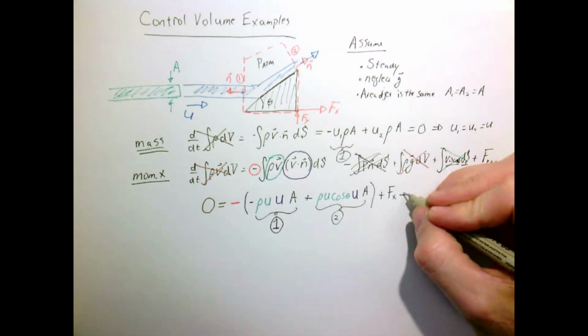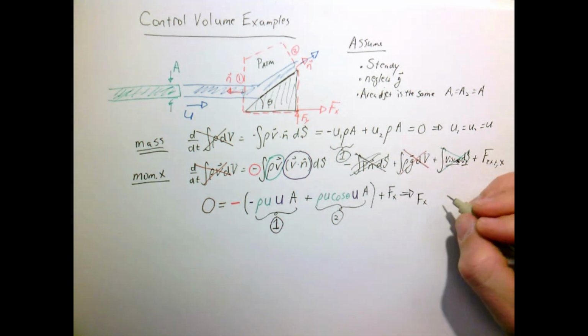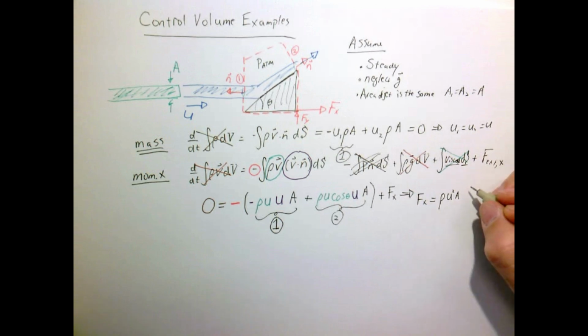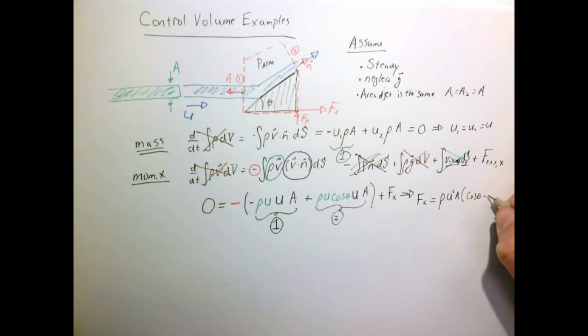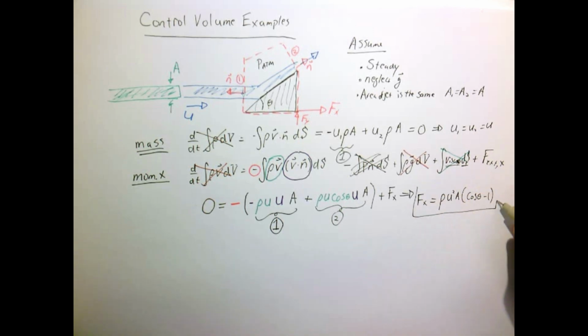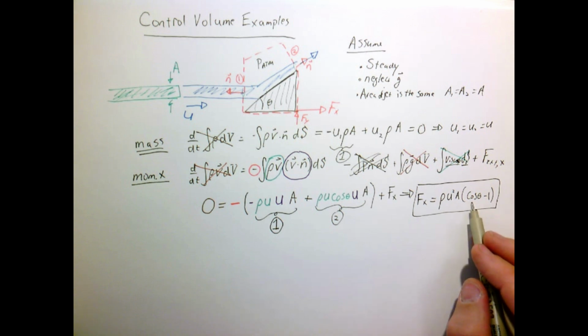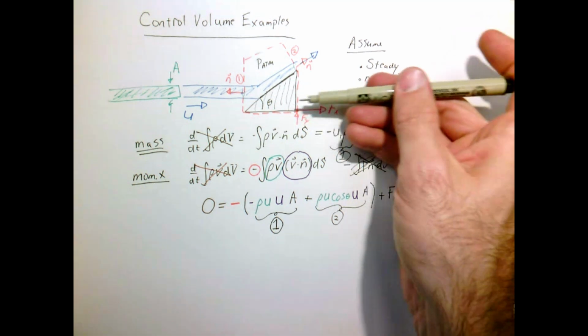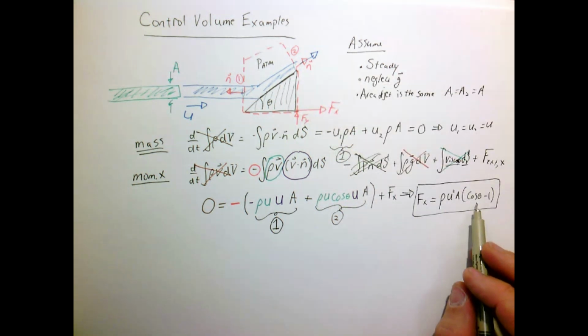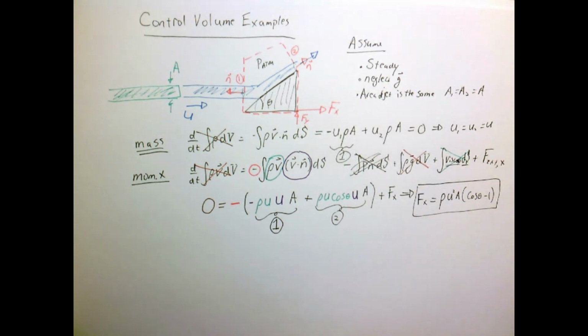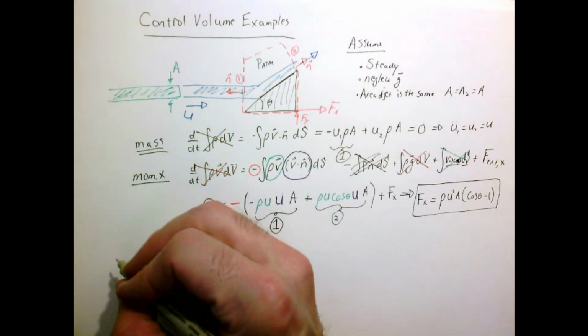So what does that imply then? That implies then that the external force F_x is rho u squared A times cosine theta minus 1. And that makes sense because cosine theta will be less than 1. So this will always be a negative number, so our force will have to hold the block in this direction. If the angle were 0, then this would be 0, so there'd be no force.